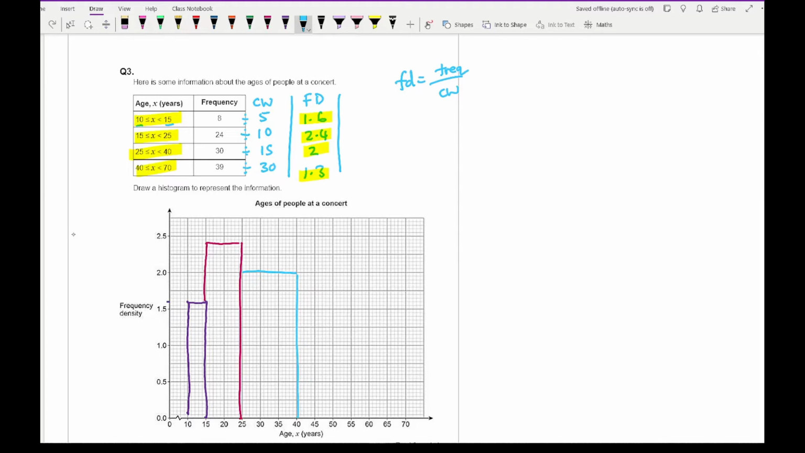So that's going to be 4 squares below 1.5, which is there and to there, like so. And your histogram should look a little bit like that in terms of its shape, but there we go.